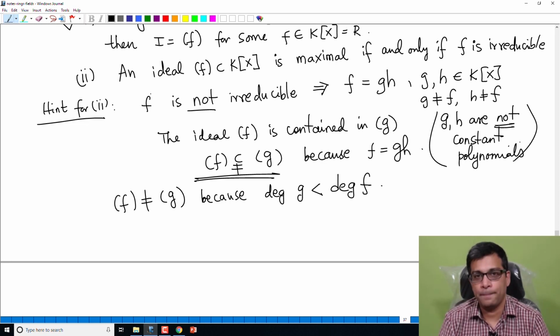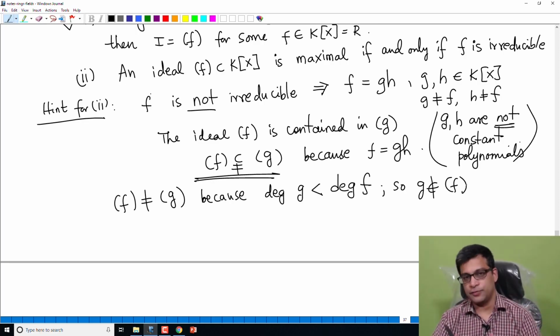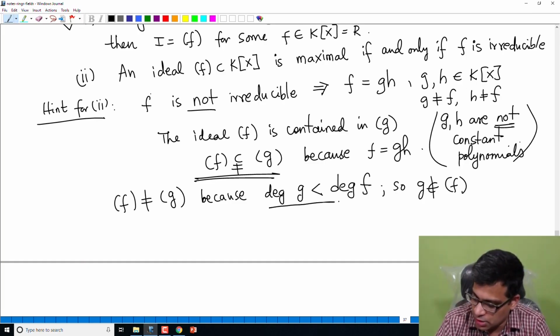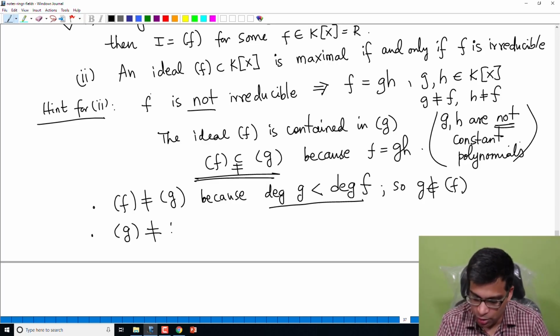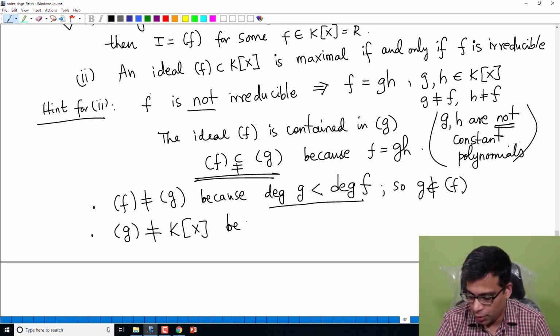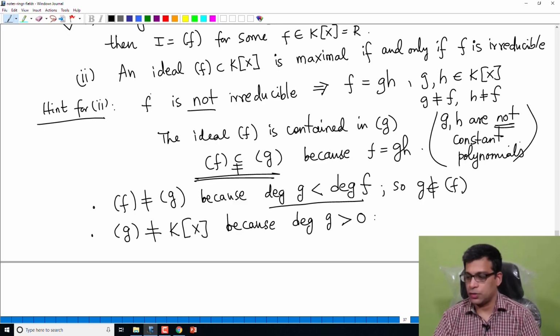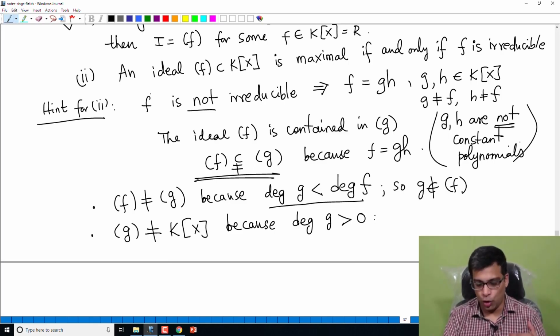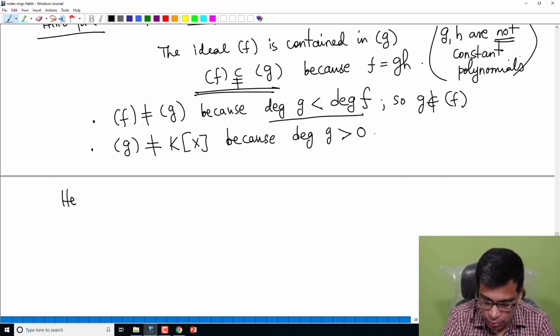Because G is not in the ideal generated by F. Because if G was a multiple of F, the degree of G would be at least the degree of F. But the degree of G is less than the degree of F. At the same time, the ideal generated by G cannot be all of K[x] because the degree of G is positive. It's not a constant polynomial. So no ideal generated by a non-constant polynomial can be the unit ideal. So this concludes the statement that F is not maximal.